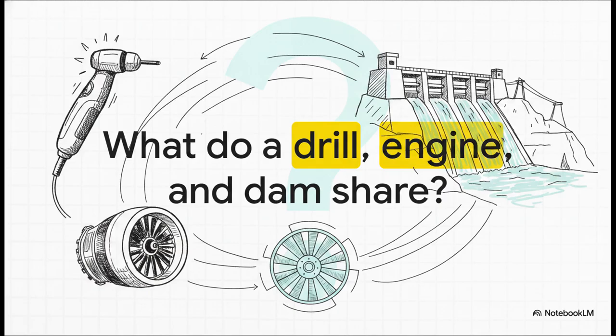So think about this for a second. What does a high-pitched dentist's drill, a massive commercial jet engine, and a colossal hydroelectric dam actually have in common? On the surface, obviously, they're wildly different machines doing wildly different jobs. But here's the crazy part. Underneath their exteriors, they all rely on the exact same fundamental technology. Every single one of them is powered by a turbine.